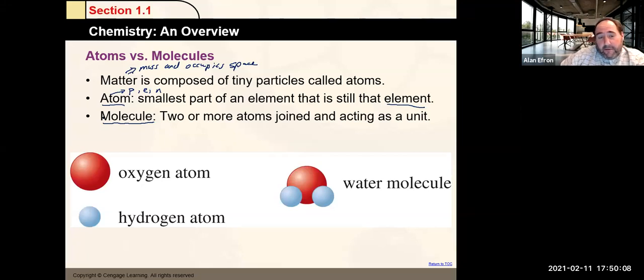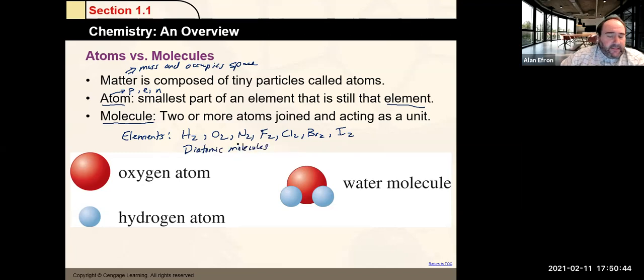Now, there are molecules that are elements. There are certain elements that naturally come as molecules. So H2, which is hydrogen gas, oxygen gas, nitrogen, fluorine, chlorine, bromine, and iodine, they all come naturally as basically 2s. So these are what are sometimes referred to as diatomic molecules.